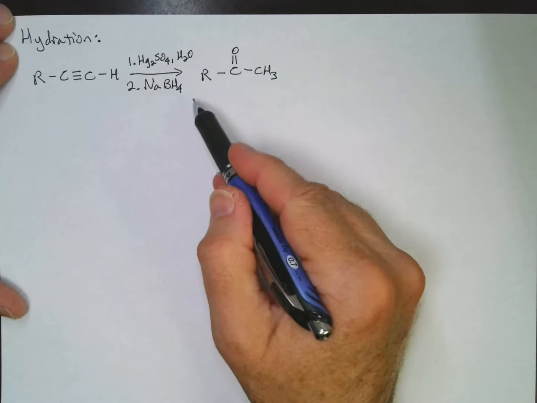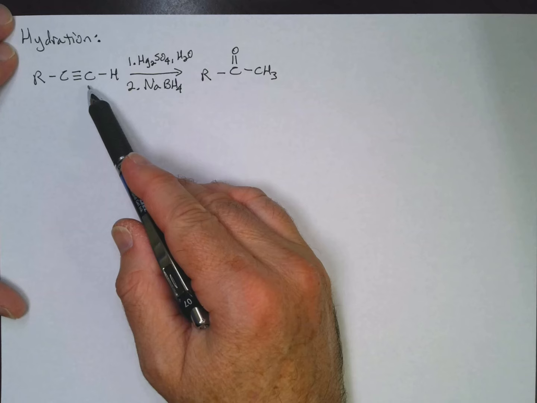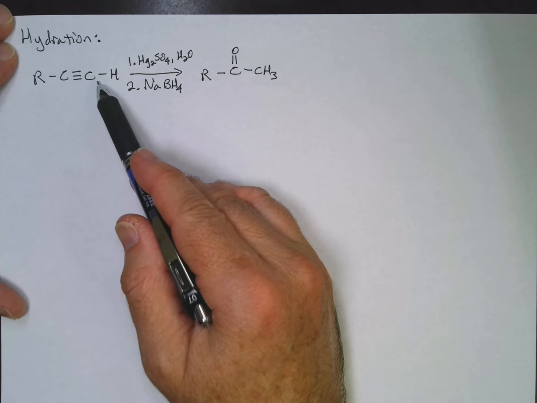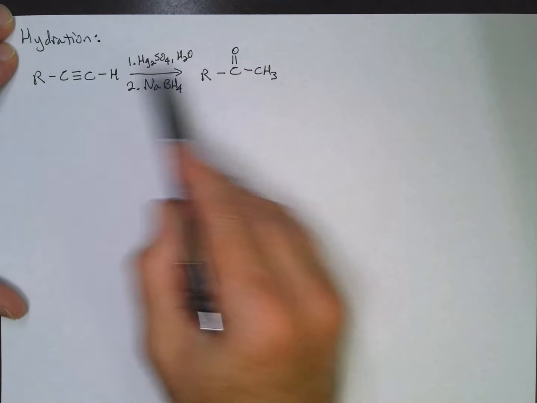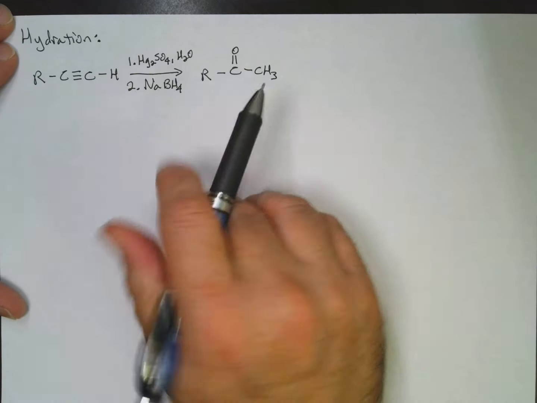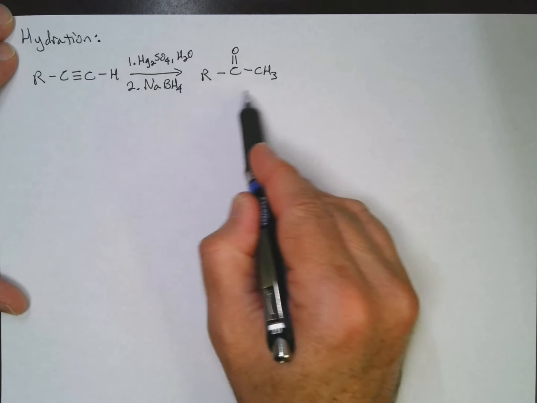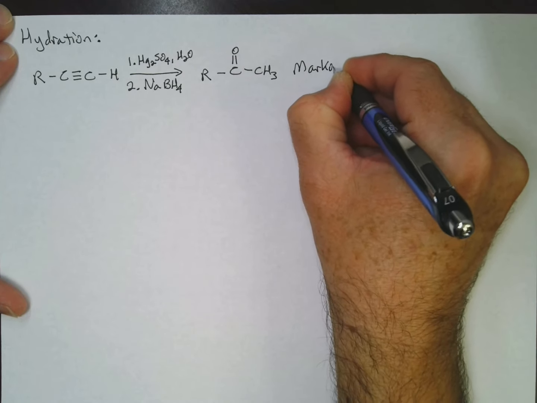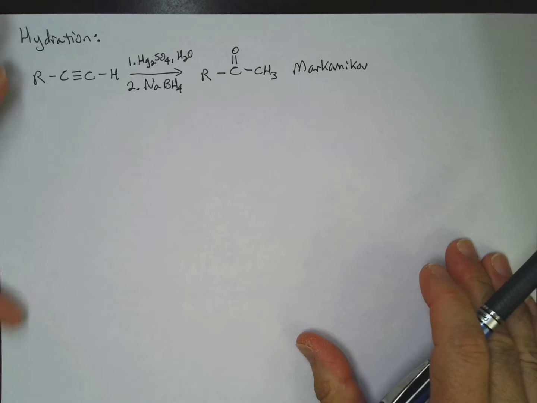Okay, it is a hydration of sorts. We're net adding H2O, so we've got one hydrogen here, now we've got three, no oxygens, now we have one. So we are adding H2O, but instead of adding H to one carbon and OH to the other carbon, this is what we end up getting. This is a Markovnikov product. The oxygen is on the more substituted carbon.